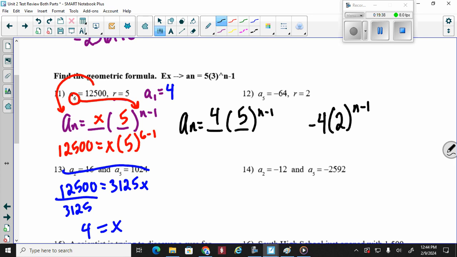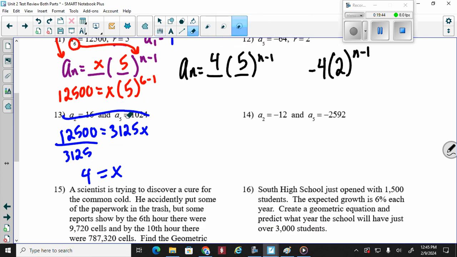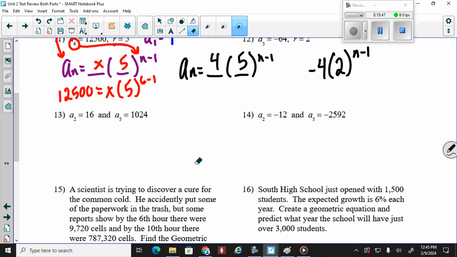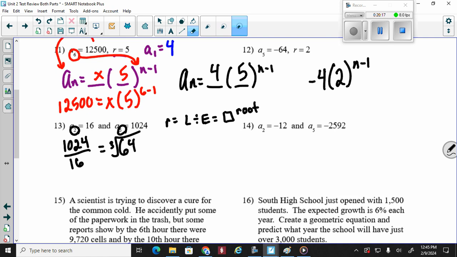All right, so question number 13, we are now having to find r. Notice we're not given r anymore. So in order to find r, we did this on part 1. For r, you have to take the later term divided by the earlier term, and then you're going to get a number, and then you're going to root the number. Okay, so 1024 divided by 16. I get 64. That's a little 2, that's a little 5, that's the third root. So the third root of 64, r is equal to 4. Okay? That's my first part.